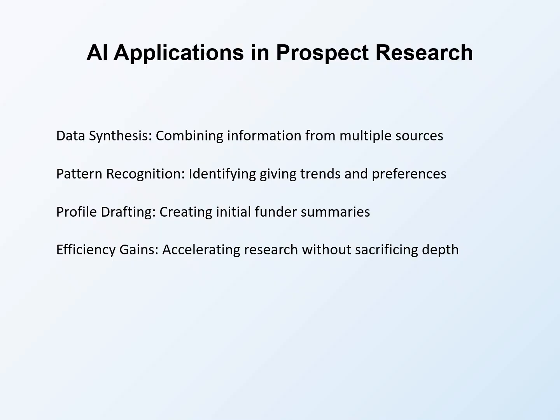Pattern recognition identifies giving trends and preferences from grant data. AI can analyze lists of grants to find patterns in giving amounts, geographic distribution, recipient types, and funding priorities. These patterns inform your assessment of fit and approach.